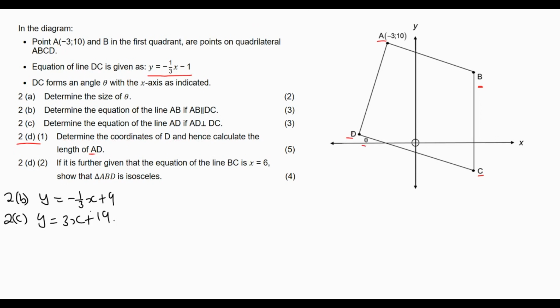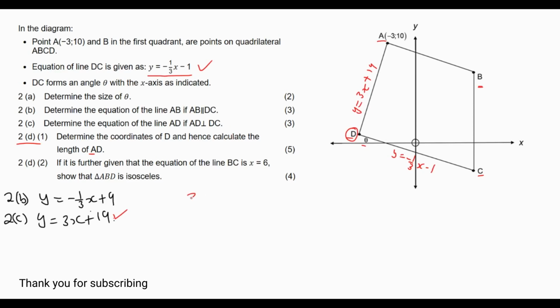So we want the coordinates of D. If we check, D is the point of intersection of AD and DC. We have the equation of DC we're given, and then we have the equation of AD. So this one is y = 3x + 19, and this one is y = -1/3 x - 1. This is the point of intersection. So how do we find the coordinates of the point of intersection? We equate the two functions.